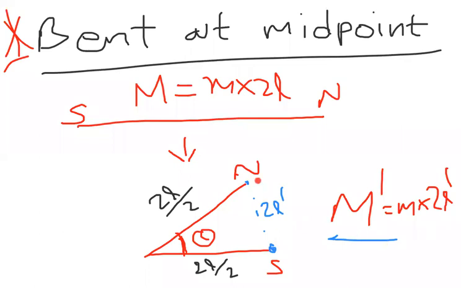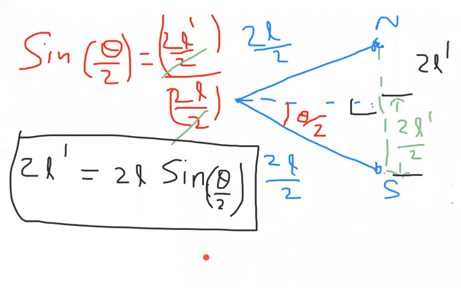Now, the angle subtended at the center is theta here, and because it is made into two parts, 2L by 2, 2L by 2, from that information I got the relation between 2L dash and 2L as 2L dash is equal to 2L into sine of theta by 2. I hope you are clear with this application.